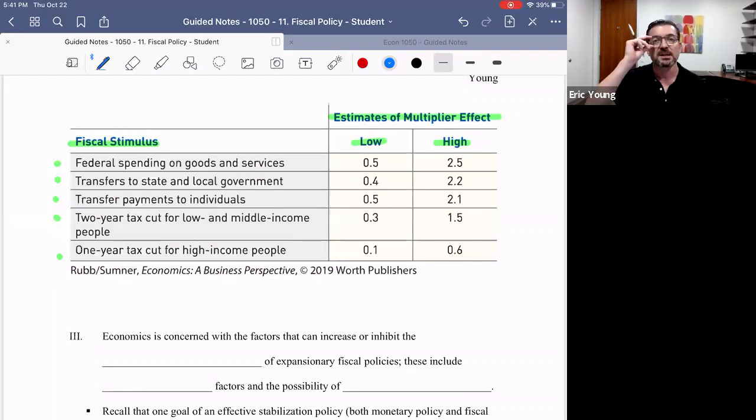So again, for simplicity, we're just going to use one multiplier in our examples in class. But in the real world, different types of fiscal stimulus and different economic conditions will produce different multipliers, and not just different multipliers, but typically ranges of those multipliers. This is one of those things that complicates fiscal policy in the real world, because it's not so simple to just know, oh, $1 million of government spending will do this. Instead, there's a range, and those ranges aren't perfect.